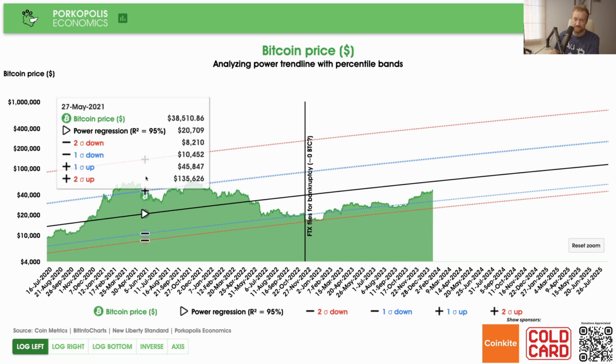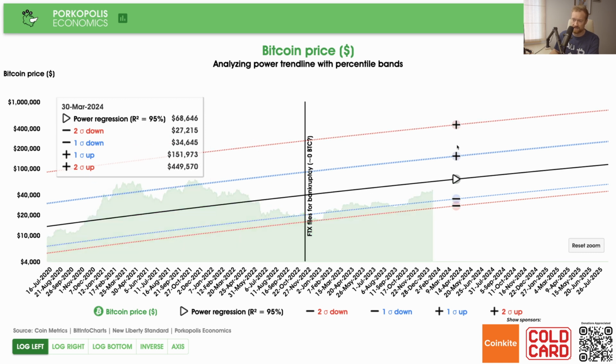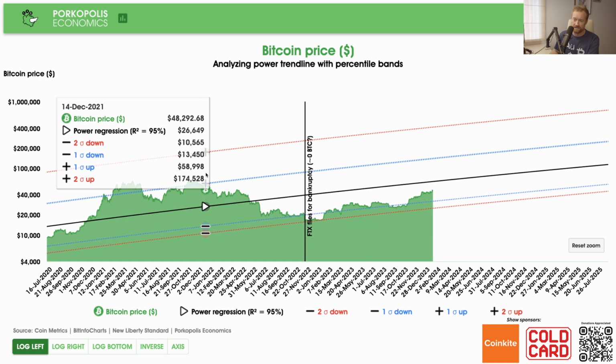Okay, two thirds of the time you're going to be inside of the blue bands, and when you go outside of the red bands, that is a 95 percentile or 2 sigma event, where the inverse of that, basically 5%, is when that occurs. So we haven't really hit that except for the pain a year ago from the FTX bankruptcy.